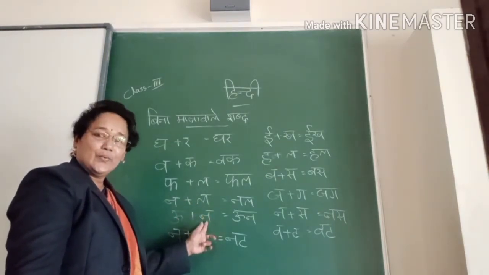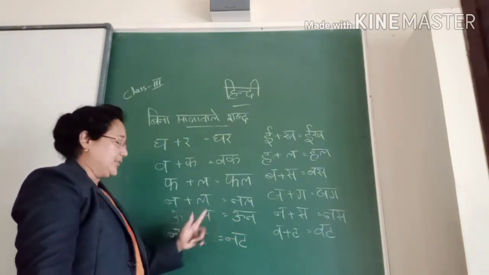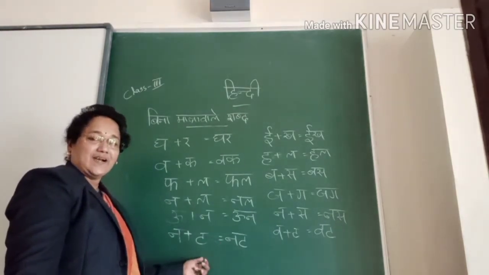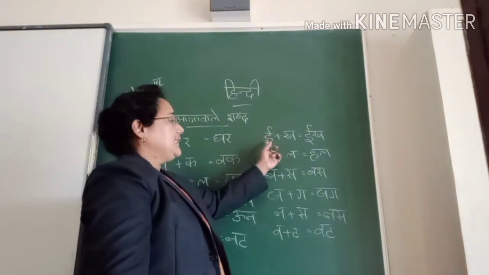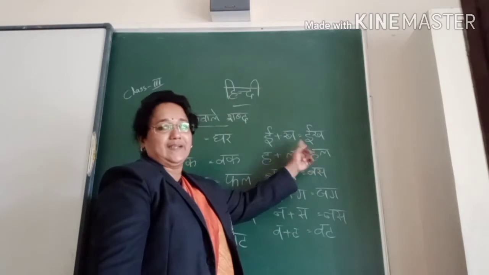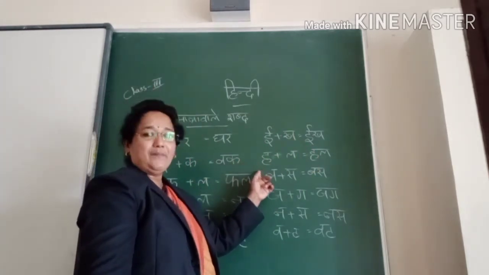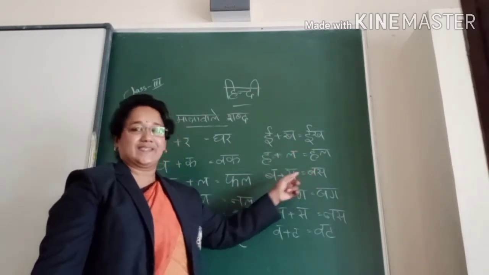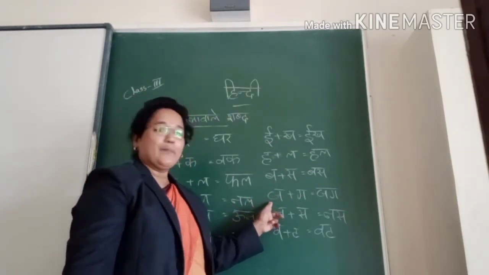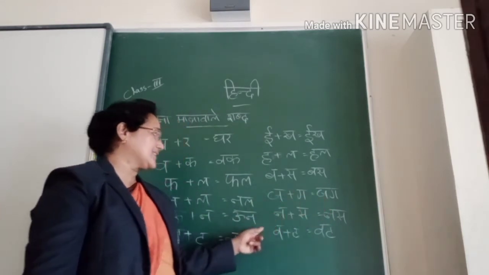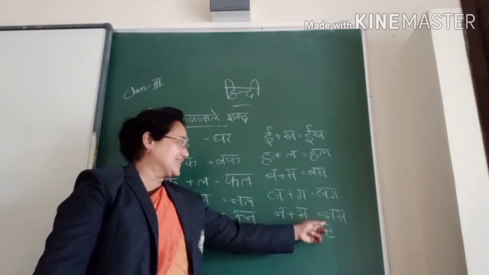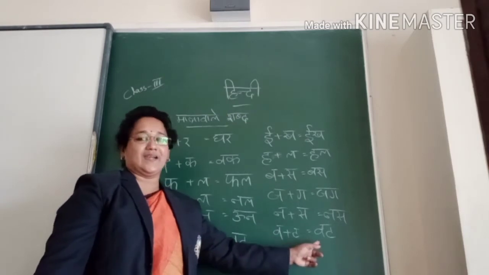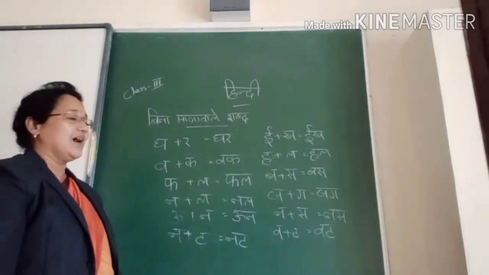Oo plus na. What is that? Oon. Na plus ta. What is that? Nut. Very good. Now, e plus ka, eek. Next they go. Ha plus la, hal. Ba plus sa, bus. Next, ja plus da, jug. Next, na plus sa, nas. Next, last word from the two-letter words: va plus da, what?